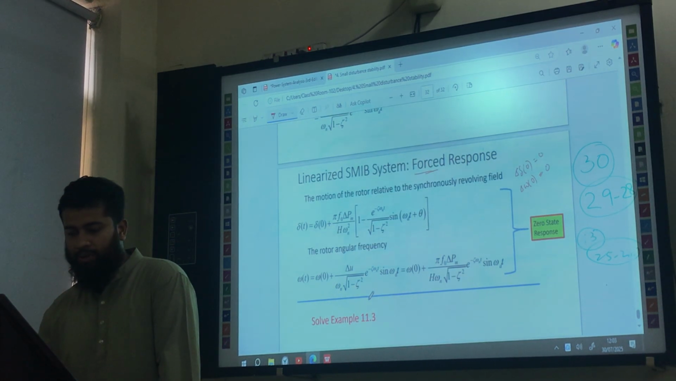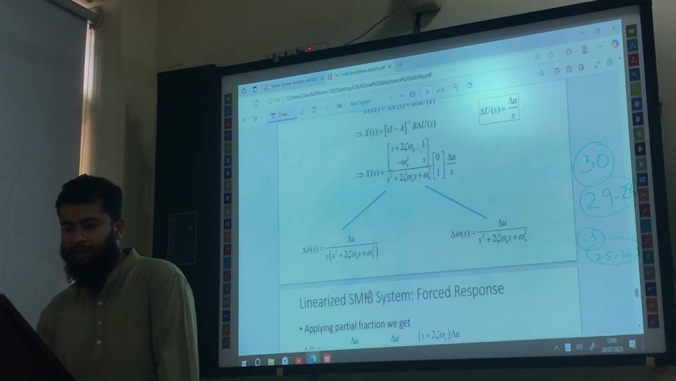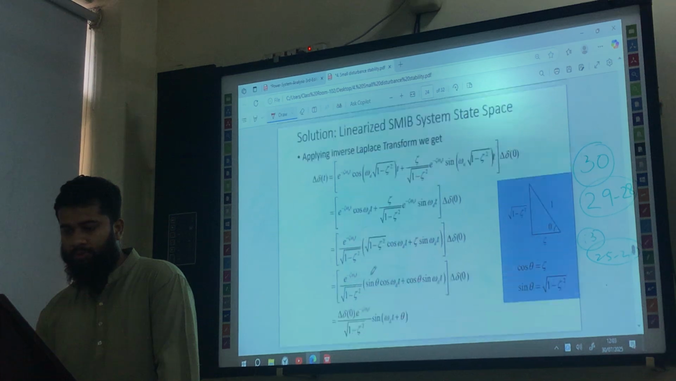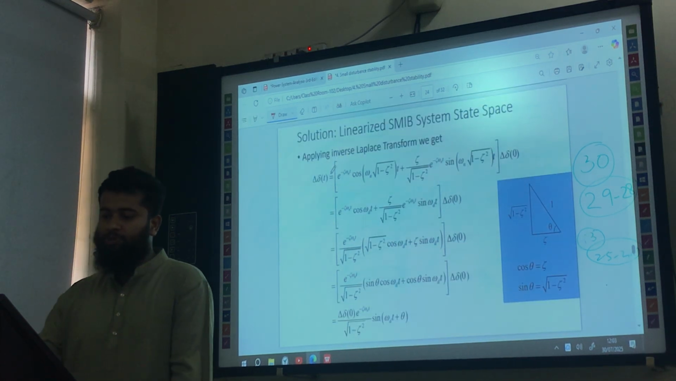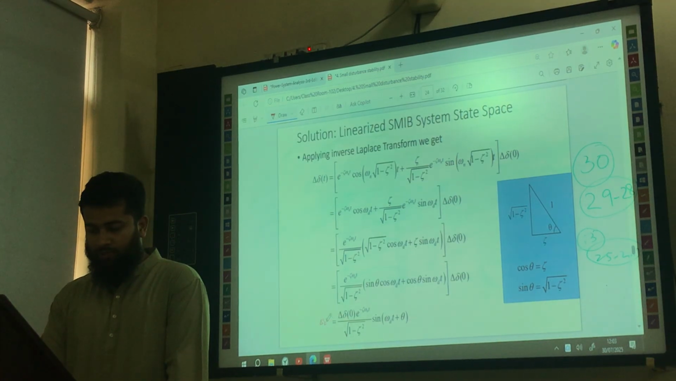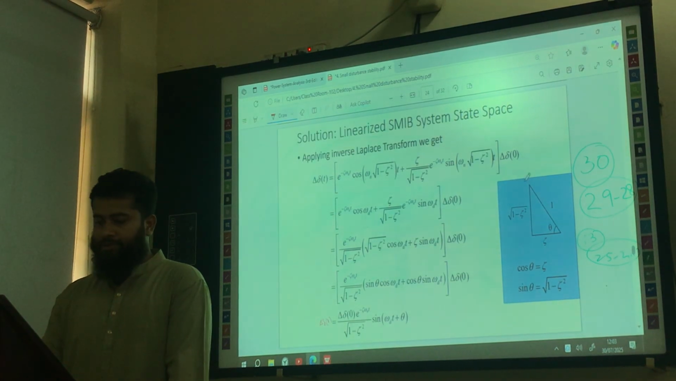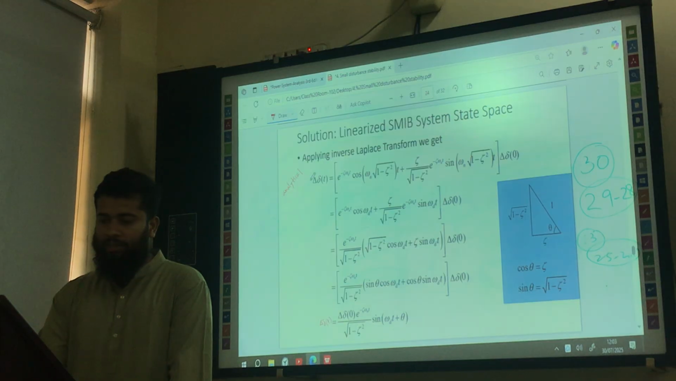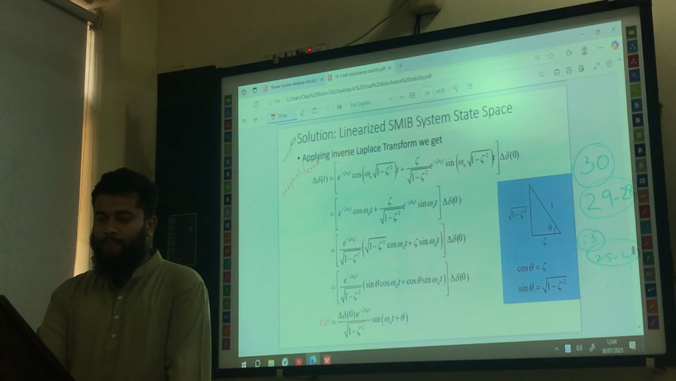So today we will solve example 11.2 and 11.3. Before that, let's look deeper into this equation, del delta of t. Actually, this solution is called the analytical solution. This is an analytical solution of del delta of t, or the exact solution. This is not the numerical one.